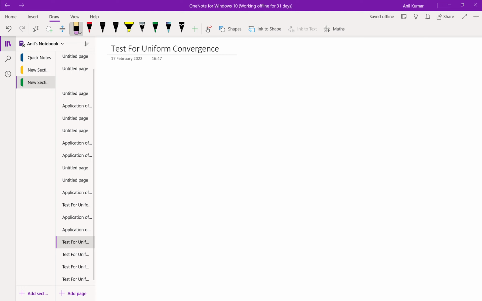In this class, we will be studying M_n test, which is used to check the uniform convergence of a given sequence of functions. तो M_n test क्या है? Statement: M_n test.